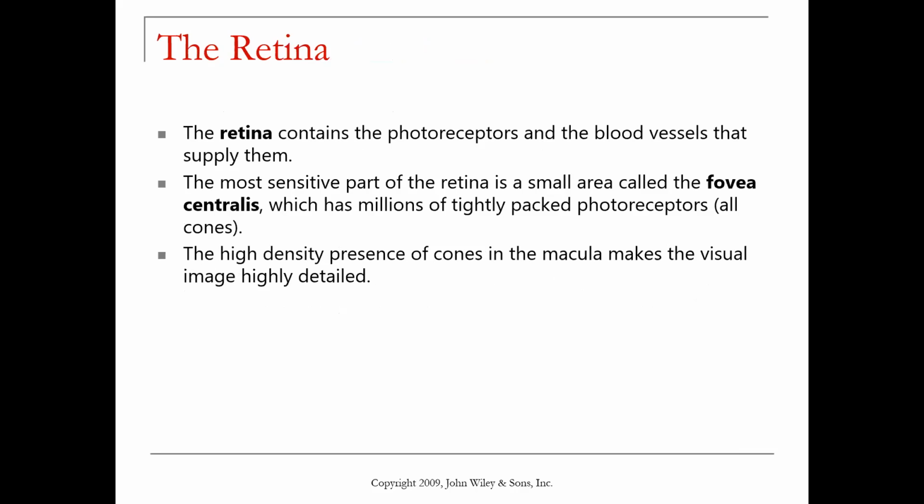So the retina is where we find our photoreceptors, the rods and the cones, as well as the blood supply that we depend on. Now, when you have an eye exam, one of the things that the ophthalmologist will look at is your retina and look at the capillaries supplying the retina. Are they functioning well? Are they clotted? Are they distorted?